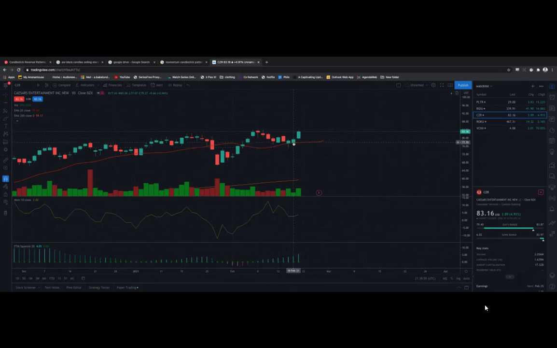Now, the next day, once again, not a completely bullish candle, but we still had some nice growth and momentum. And now that takes us to Friday. So let's see what we can see on Friday.